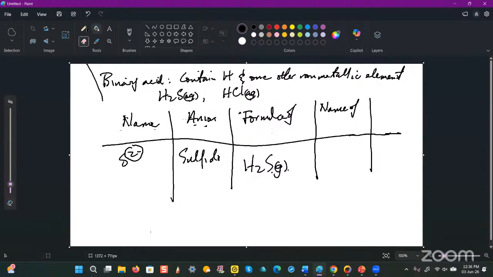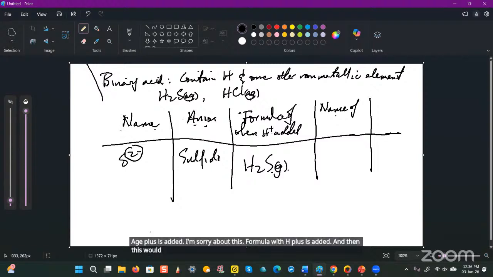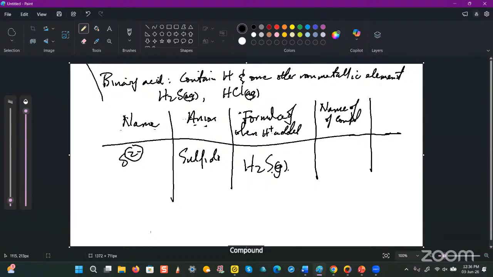All right, since I'm drawing a black, let me just write here formula when H plus is added. I'm sorry about this, folks. Formula when H plus is added, okay? And then this would be the name of the compound formed from this, all right? And then name of acid. And I'm going to explain why I added that extra column right here.